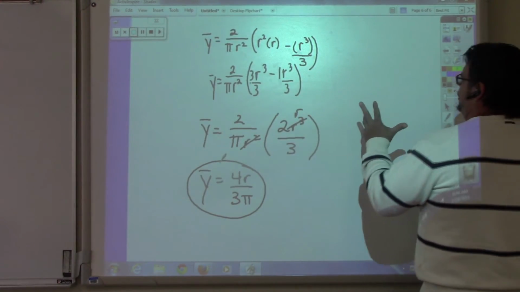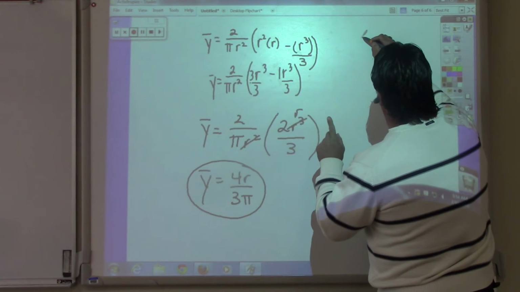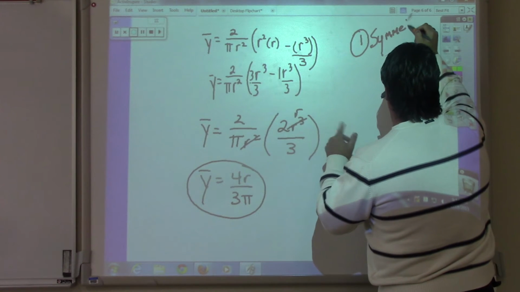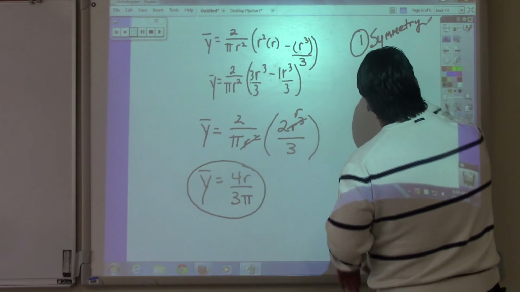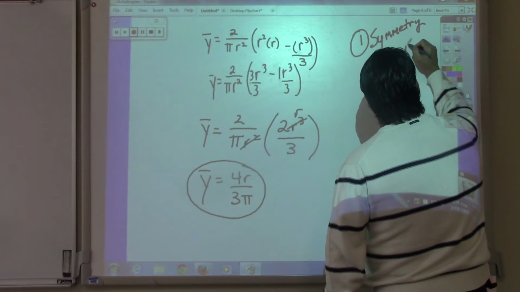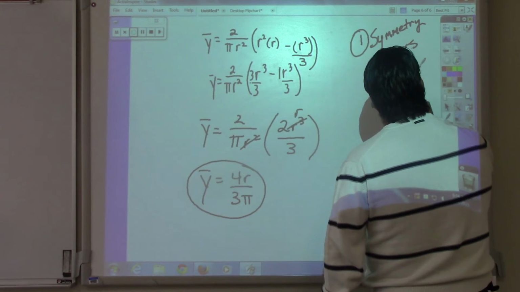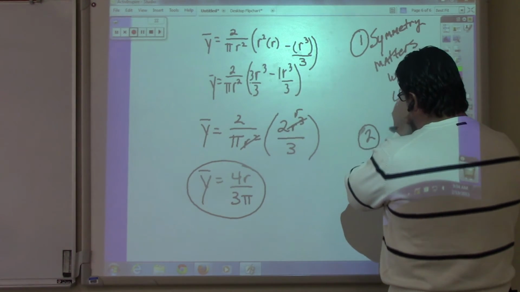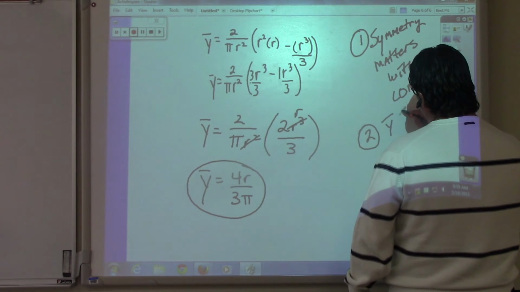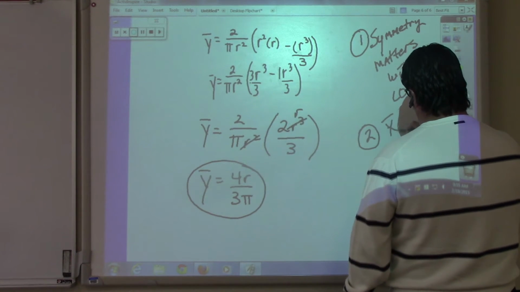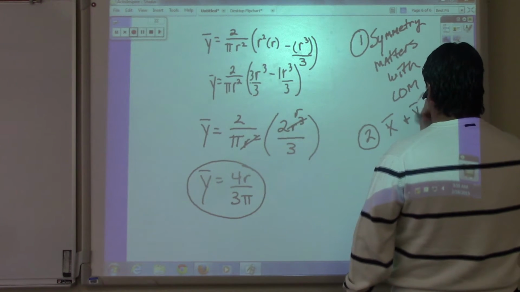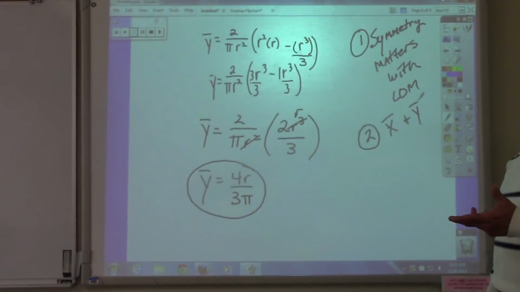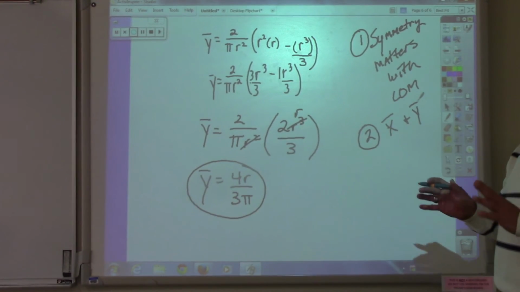So, first of all, remember that symmetry matters with center of mass. Okay? To get x bar and y bar, you don't have to worry too much about m, because your mass is added together, so that's not a problem.